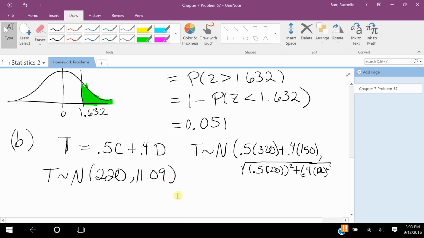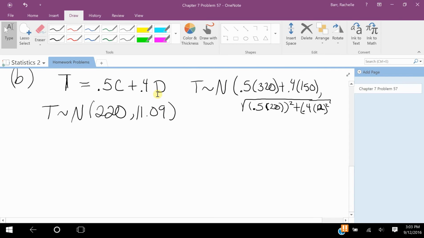$11.09. Now, what's suspicious about this is you should look at that as, oh, well, that standard deviation is not very big, and that mean is not very close to 300, so I'm a little suspicious already that this isn't going to be very likely, because the probability we want to know is how likely is it that his total profit is greater than $300. But I'm highly suspicious that's not even going to be good.